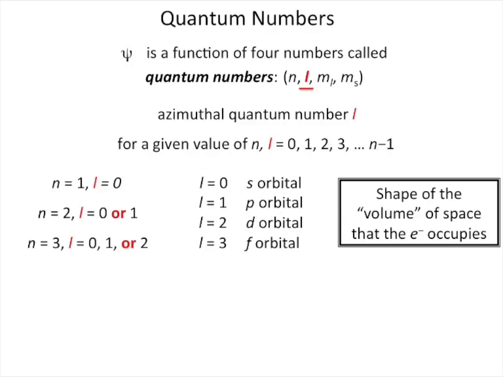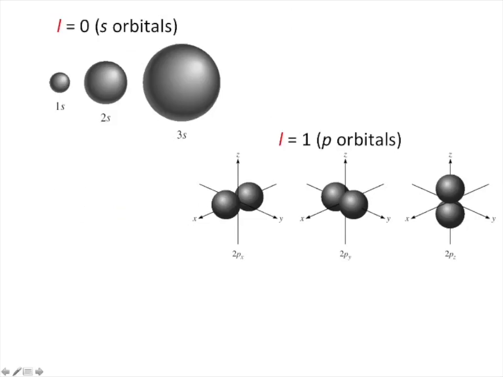Okay, so roughly, the azimuthal quantum number L gives us the shape of the volume of space that the electron occupies. So again, remember, it's not a true volume. It's that your likelihood of finding it is above 99% inside some volume. But the same idea holds. So this is the shape. So let me show you some of these shapes.